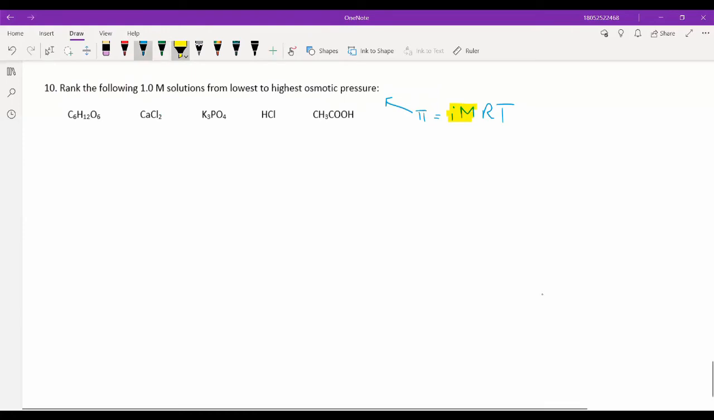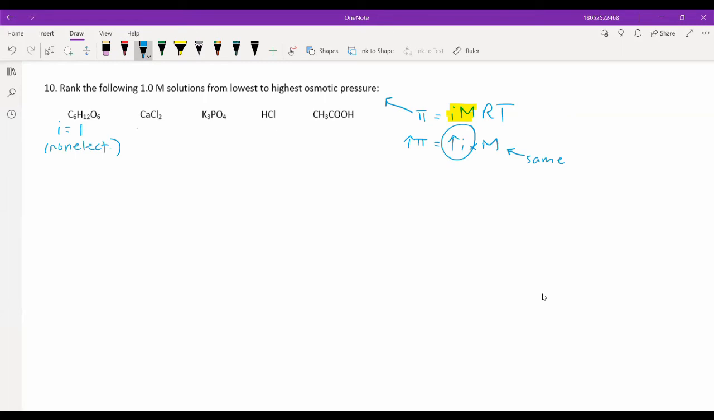So the higher the I times the M, that means a larger osmotic pressure. And since this is the same for all of them, then it's really just whatever one has the greater I value. So if we go through these, this is sugar C6H12O6, a non-electrolyte. That's a term that, if you remember, does mean it's essentially not ionic. It does not dissociate. I is always 1 for those, also called molecular covalent compounds.